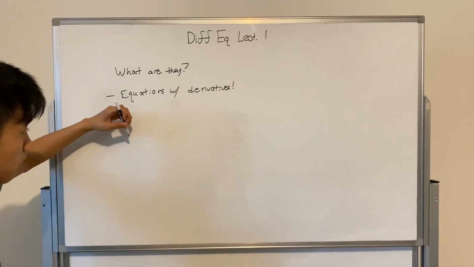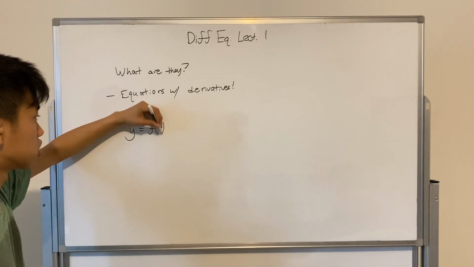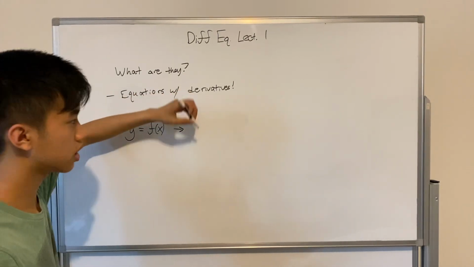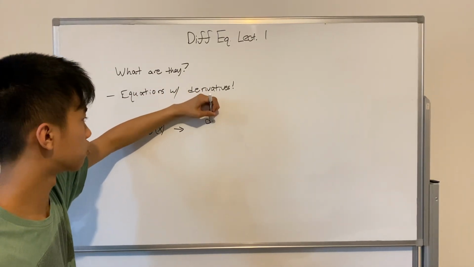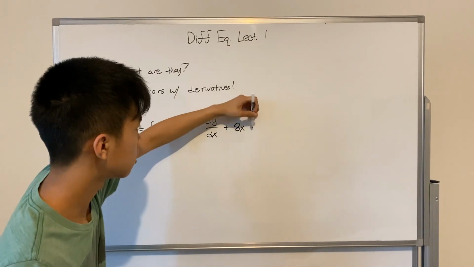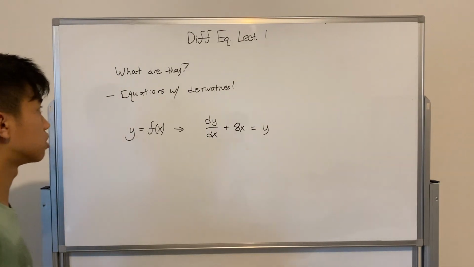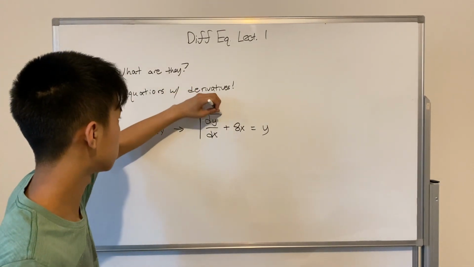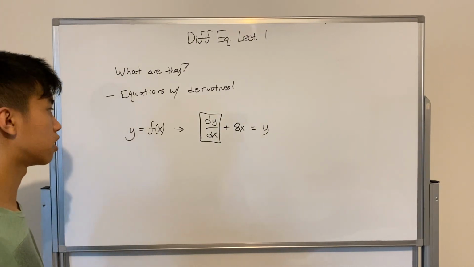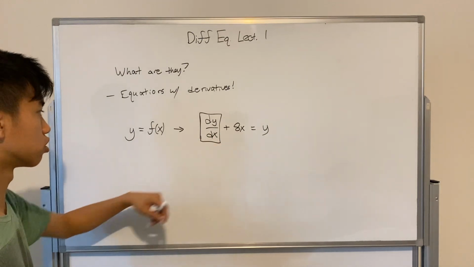So let's say you have a function y, which is a function of x, so y equals f of x. So you could say, for example, the first derivative of y with respect to x plus 8x equals, I don't know, y. That's a differential equation because of this term here. It has the first derivative of y with respect to x. There's a derivative in there, therefore it's a differential equation.